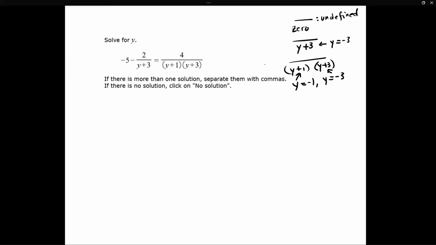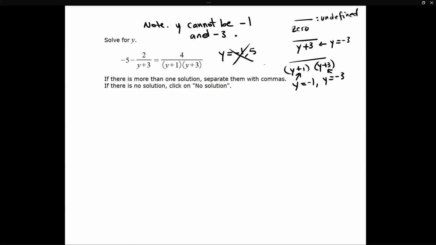So before we start this type of problem, we should state: whatever we do, y cannot be negative 1 and it cannot be negative 3. Which means whatever you do, don't come at the end and say y is negative 1 and another number like 5 or something like that. That won't be correct. All right. Once we know what it shouldn't be, we can go ahead and start.